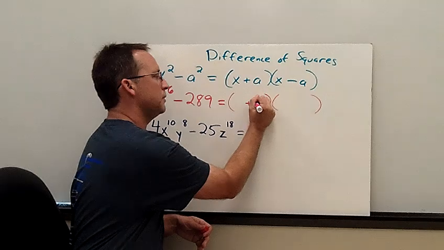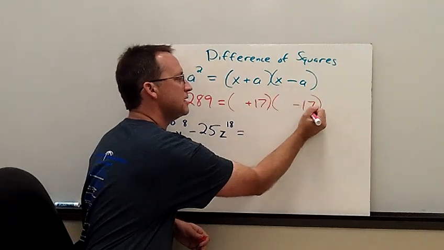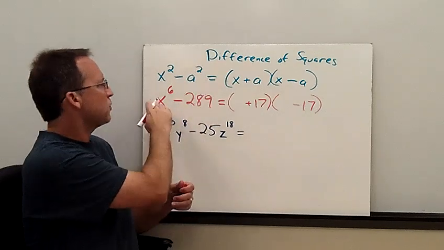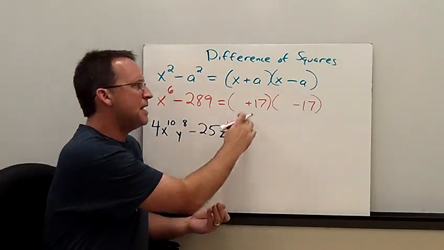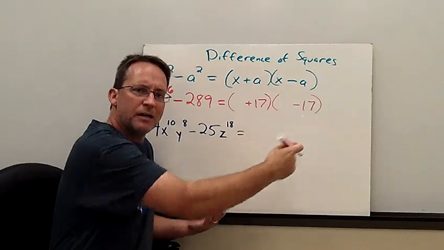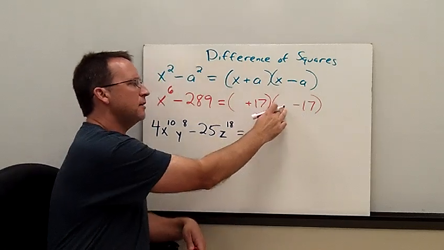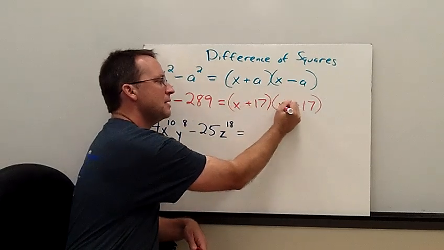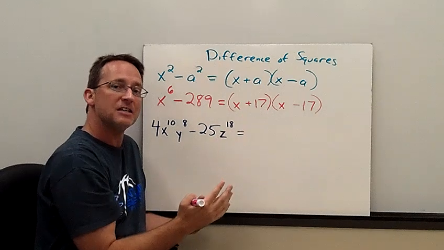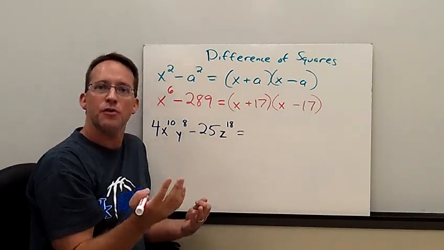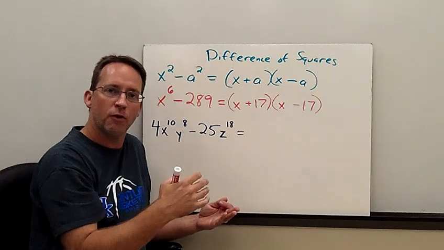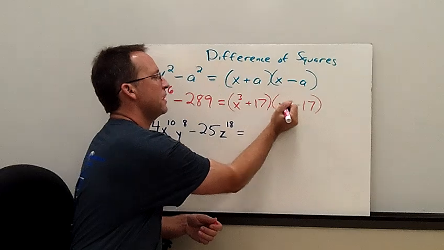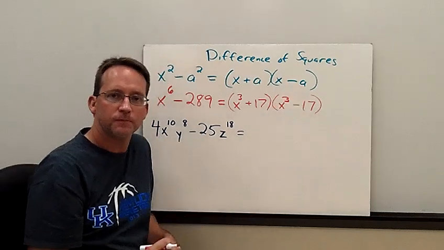So this is going to turn into a plus 17 and a minus 17 at the end of our factors. But I don't just have x squared. If this were x squared minus 289, it'd just be x plus 17 times x minus 17. But we've got x to the 6th power, so I need x to some power times itself to equal x to the 6th. Well, that's got to be x to the 3rd. X to the 3rd times x to the 3rd. If I added those exponents, I'd get x to the 6th. So this is going to factor down like so.